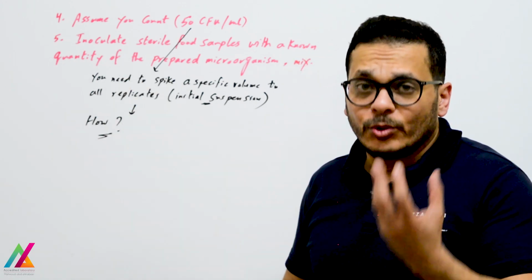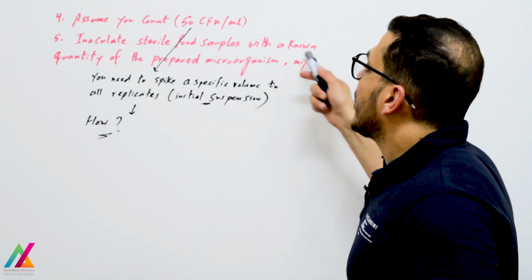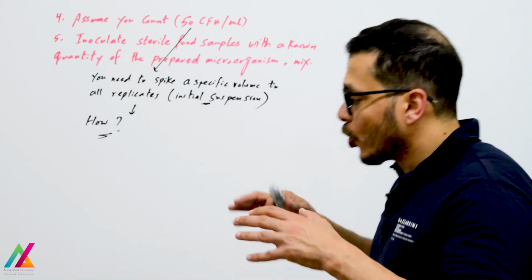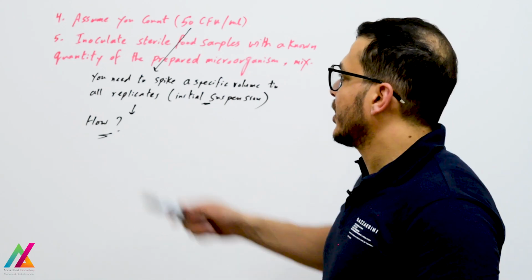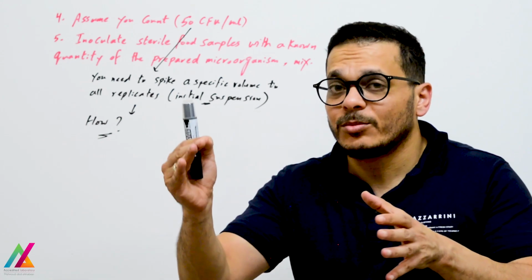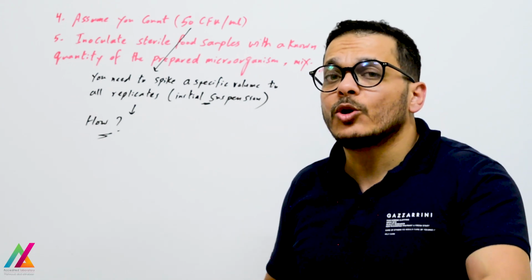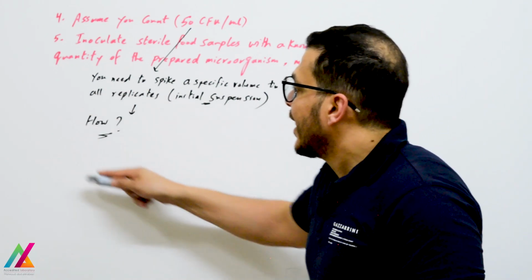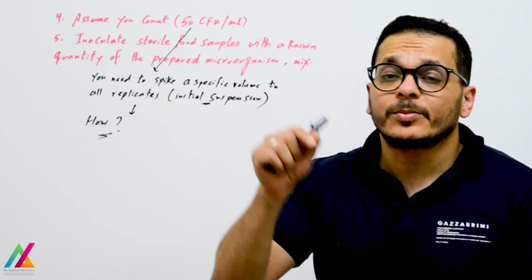So you need to inoculate sterile food samples, the initial suspension of each sample, with a known quantity of the prepared microorganism. Then you should mix well to ensure the inoculum is strongly mixed with the sample. You need to spike a specific volume, and this volume should be determined beforehand for all replicates. And as I explained before, this spiking will be on the initial suspension after the first dilution of the test portion.